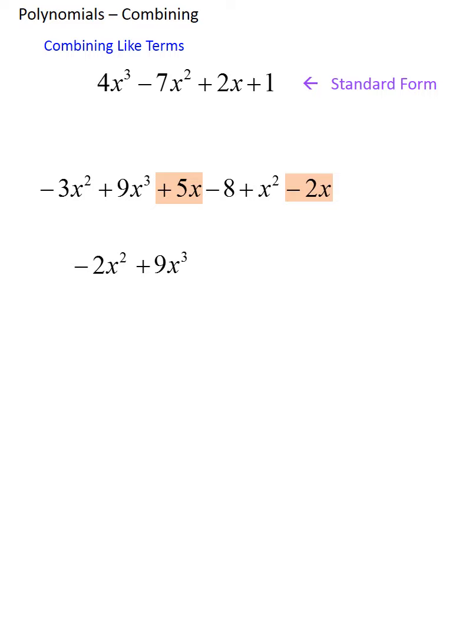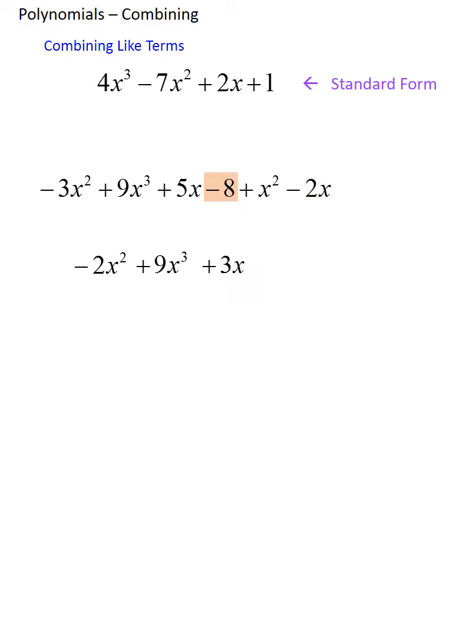These terms here, you'll notice, are also alike. Why? Because they're both first degree. They both don't have an exponent. And because they're both first degree or linear, I can combine them by combining the coefficients. I combine the 5 and the -2, and I get +3.